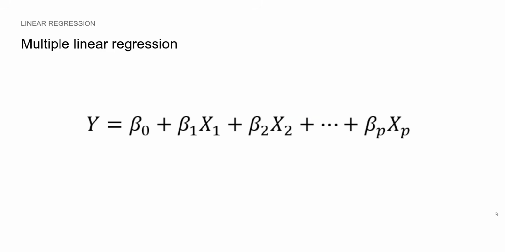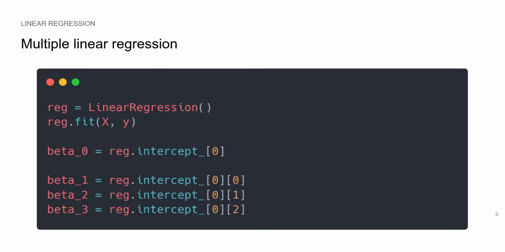Now from here, multiple linear regression is easy to understand, as we simply extend the model to accommodate more features. Now each feature has its own parameter, and p is the number of predictors. So in Python, we saw how to access the constant and the first parameter, and if we have multiple parameters, then we simply increase the index to get the other parameters in multiple linear regression.